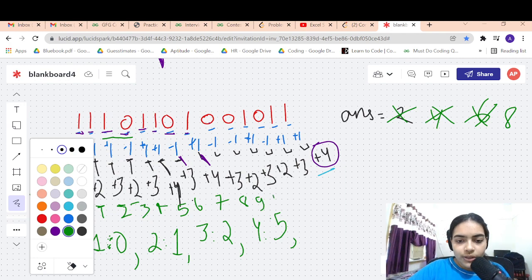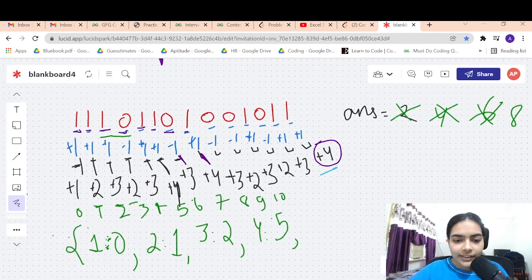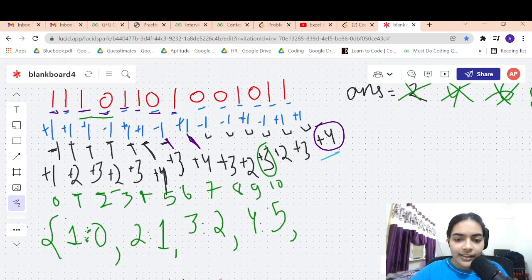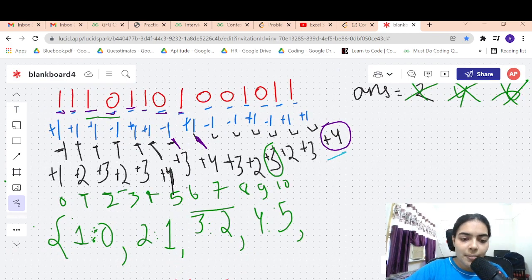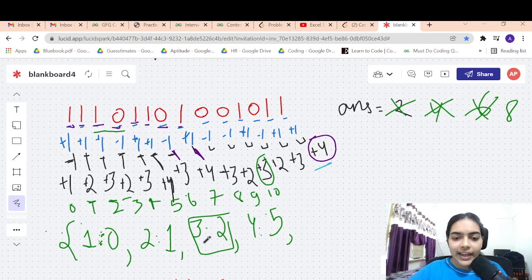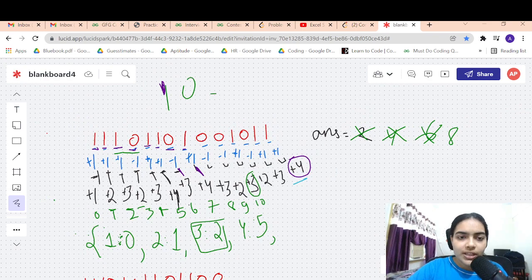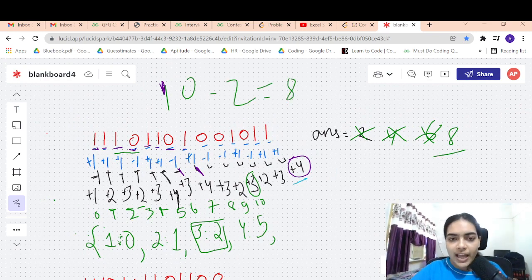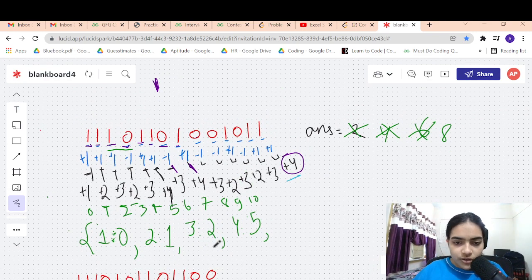So now let's go to the 10th index. At the 10th index I have a plus 3. In the map I have a plus 3 at the 2nd index. Okay, so 10 minus 2 is again equal to 8, which is same as my answer, so I will not change my answer. I can just go forward.